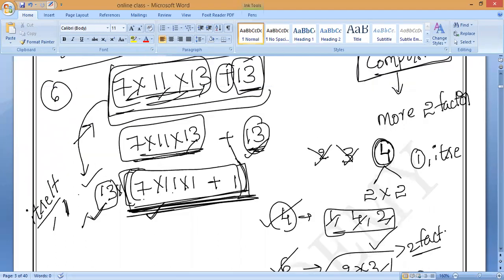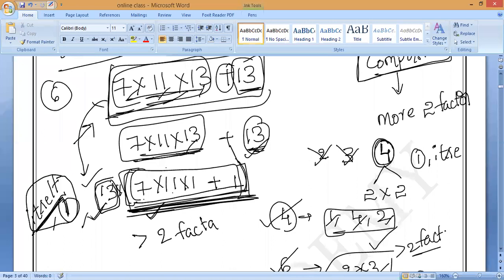Do you understand or not? Please respond. Yes, ma'am. Every number has one and itself as factors. So here we have 2 factors, correct? And 13 is the one factor. This number also has another factor. Here we get 4 factors. It means more than 2 factors, correct?